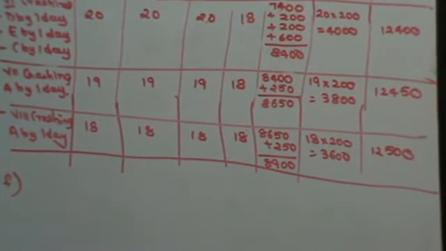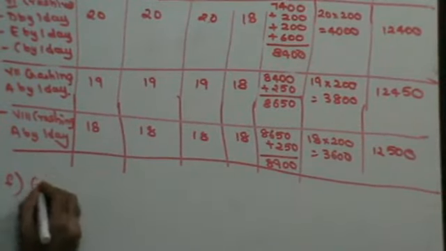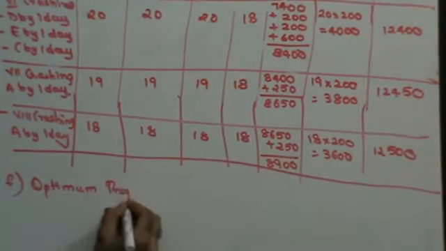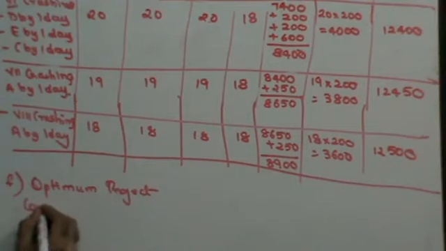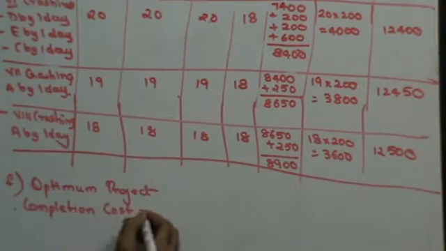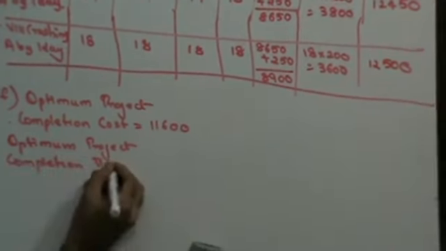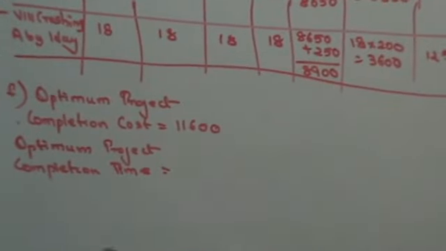Now, my optimum project completion cost is 11,600. That's the minimum cost. My optimum project completion time is 21 days. The project completion time, 20 days, the 11,600. So that is 21 days.